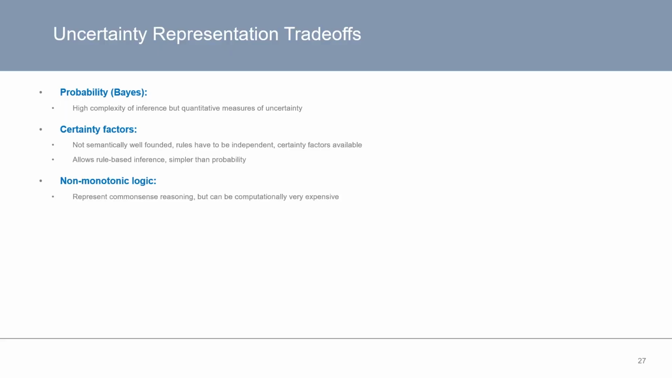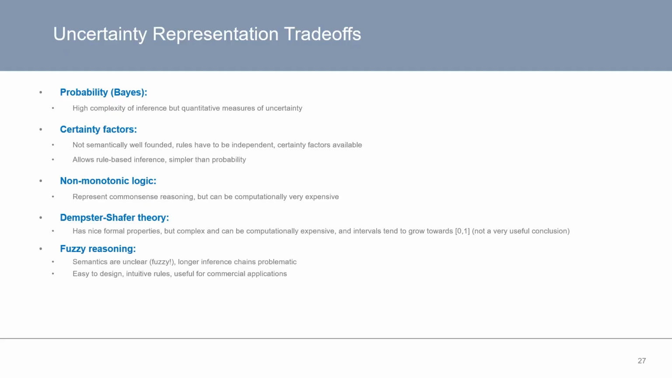With non-monotonic logic, you can represent common sense reasoning, but it can be very computationally expensive. The Dempster-Shafer theory has some nice formal properties, but can also be complex and computationally expensive. Furthermore, the confidence intervals tend to grow towards 0 to 1, which may not translate into very useful conclusions. With fuzzy reasoning, the semantics themselves are super unclear since, surprise, they're described as fuzzy. Also, you tend to get longer inference chains that become problematic.